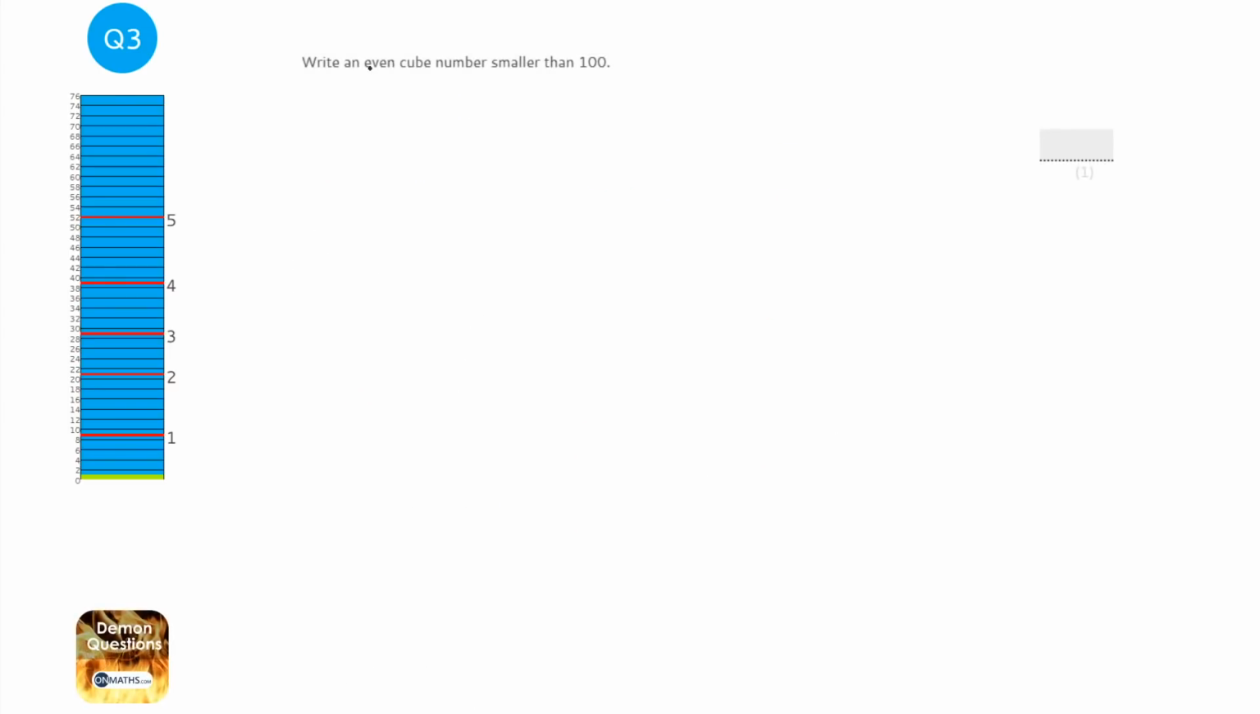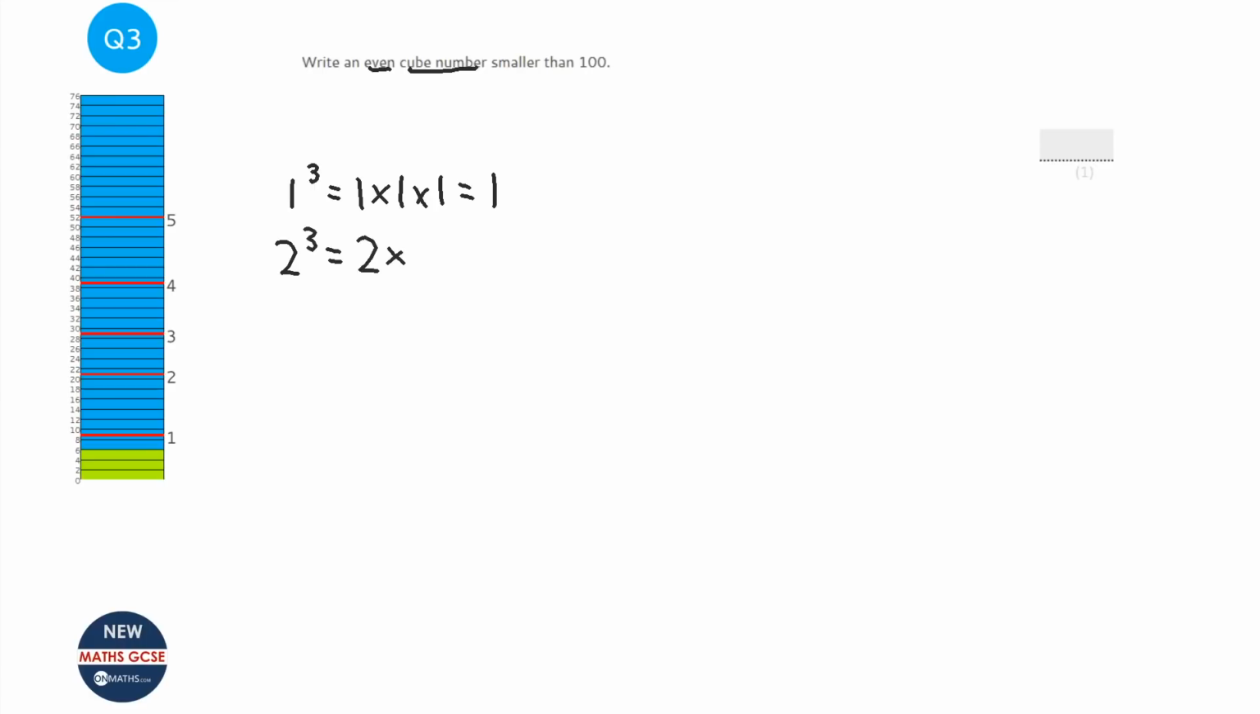So it asks for an even cube number. So the cube numbers are 1 cubed is 1 times 1 times 1, which is 1. The problem is that is an odd number, so let's try 2 cubed. Now 2 cubed is 2 times 2 times 2. 2 times 2 is 4, times 2 is 8. So 8 is an even cube number.